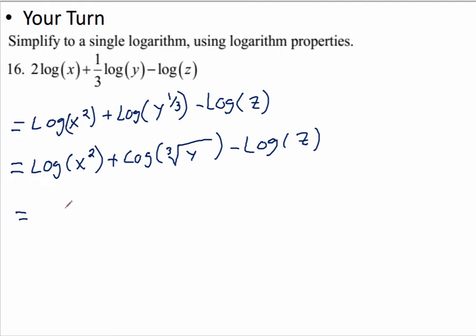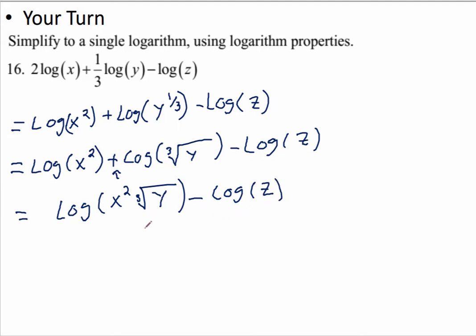Okay, so now what? Well, this is going to be in the numerator, we're going to have the logarithm of x squared times the cube root of y. In other words, I'm just combining, not an x, a y, there we go. We're just going to take care of this sum first, and then minus log of z.